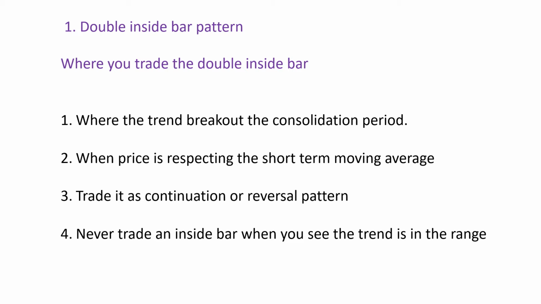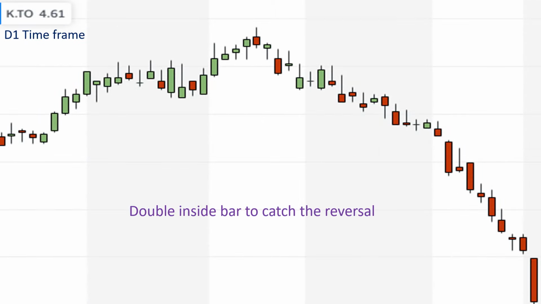Let's have an example. Double inside bar to catch the reversal. This is the price trend, K-stock D1 time frame. In this graph, you see the price is trending upward nicely, and after a pullback close to a major resistance level, you see a formation of a double inside bar, which is a sign the uptrend is slowing down and contracted, which may result in a market reversal.